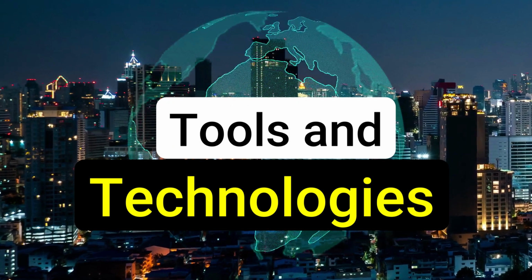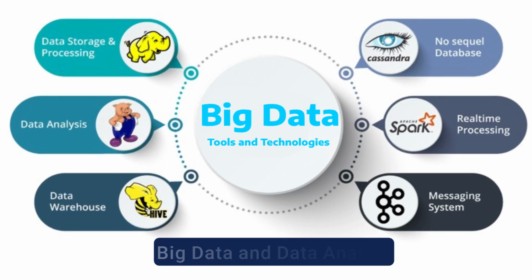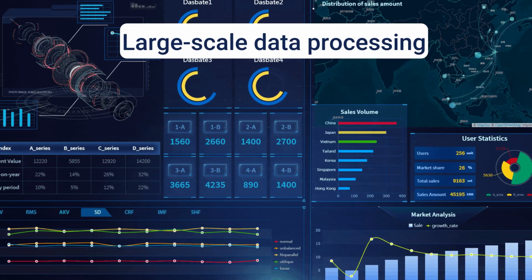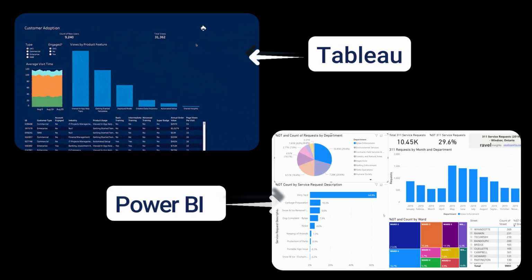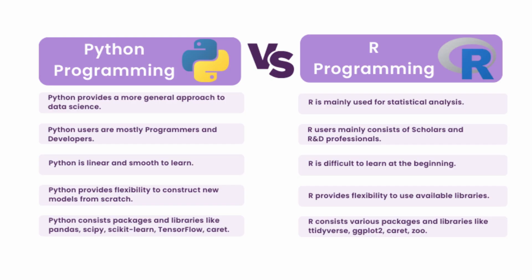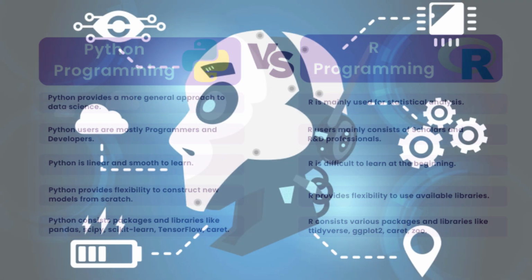Tools and technologies. Various tools and technologies are used for big data and data analytics. Hadoop and Spark are popular for handling large-scale data processing. Tableau and Power BI are great for data visualization. Python and R are widely used for data analysis and machine learning.